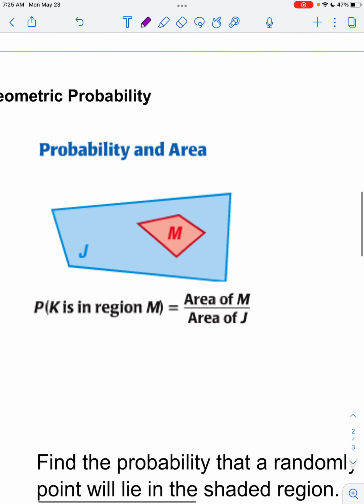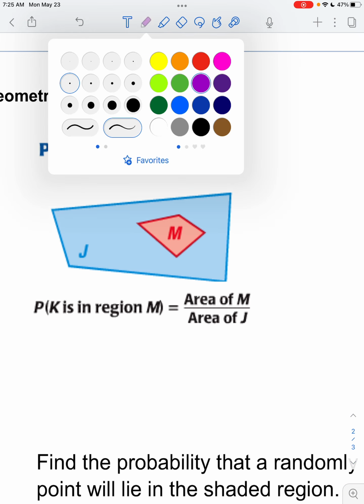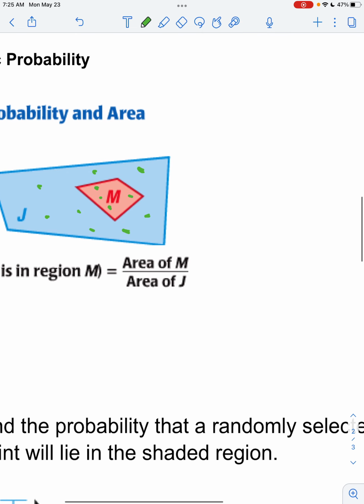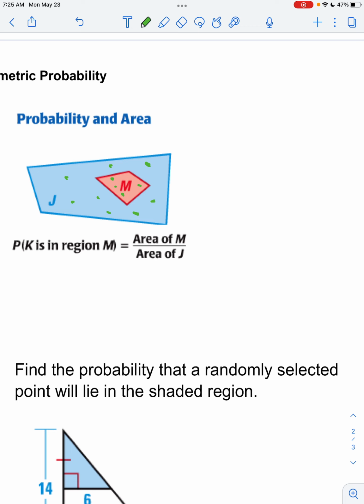What is the probability that K is in the region M? This time I'm looking at area, but the idea is the same. If I randomly picked a point from this area, what's the probability that it would land in that red region, that region M? Again, there's no numbers on here, but we would look at the whole area of that red region M and then divide it by the whole area of the region J. What we've come back to and looked at a lot is this part to whole relationship. How do I look at part of it and compare it to the whole thing?